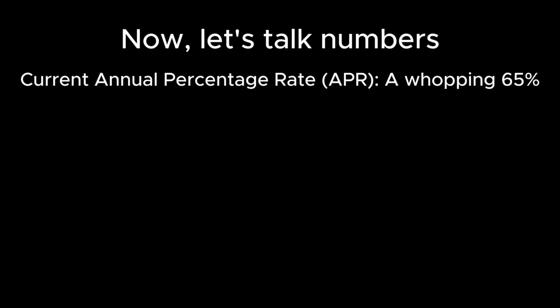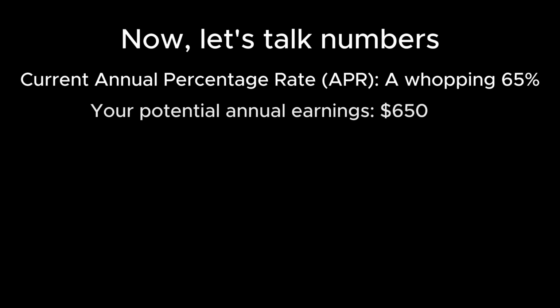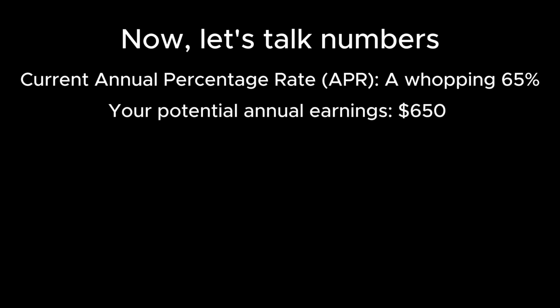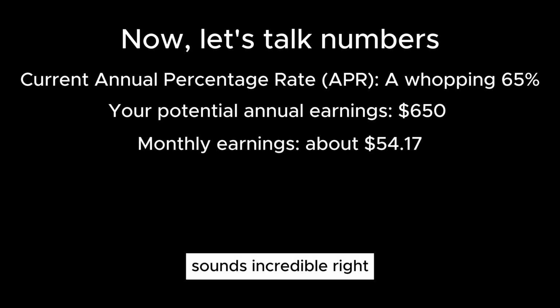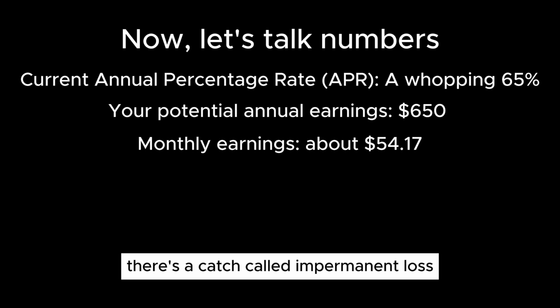Now let's talk numbers. Current annual percentage rate, APR, a whopping 65%. Your potential annual earnings: $650, 65% of $1,000. Monthly earnings, about $54.17. Sounds incredible, right? But hold your horses. There's a catch called impermanent loss.